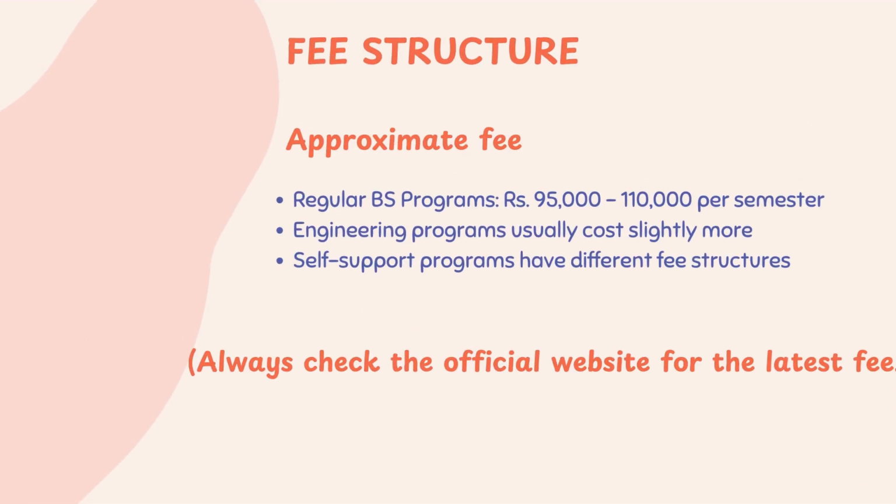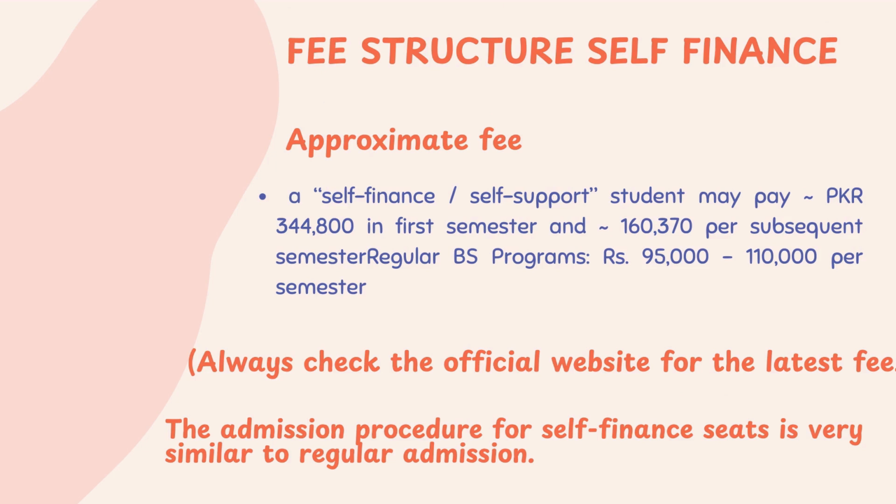Regular BS programs cost Rs. 95,000 to Rs. 110,000 per semester. Engineering programs usually cost slightly more. Self-support programs have different fee structures. Always check the official website for the latest fee structure. Self-finance approximate fee.